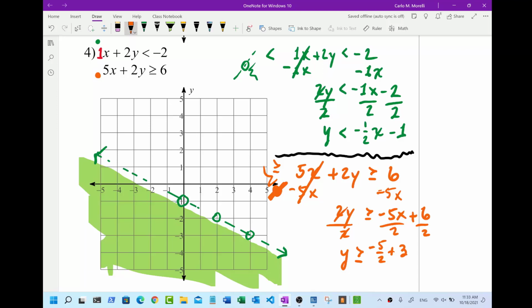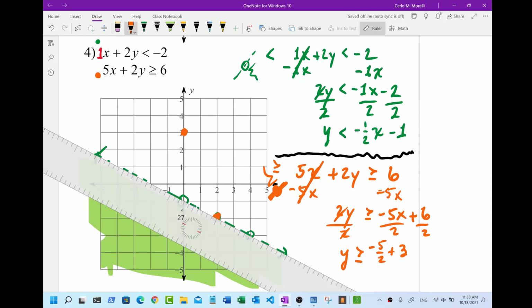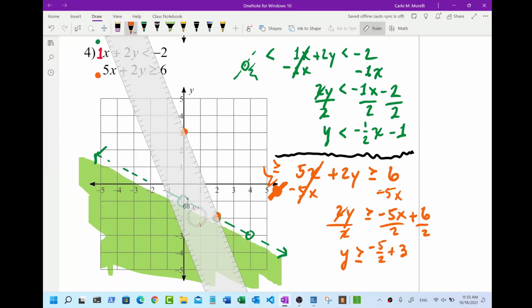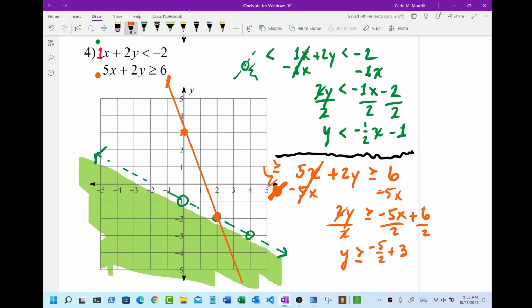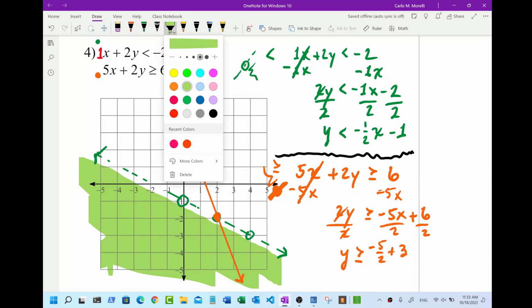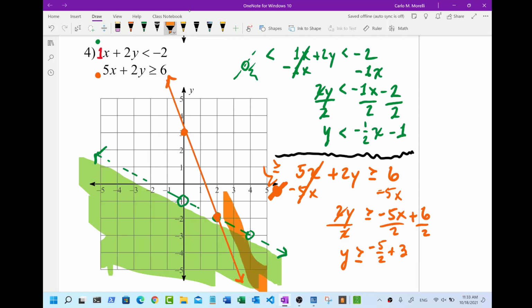My y-intercept is at 3. It's a filled in dot. Now I go down 5 over 2. Filled in dot. Okay? So I filled in a dot that was previously unfilled, making it defined at that point. Solid line. There we go. Shading is above. And I touch the line this time. Maybe even bleed over the line a little bit.